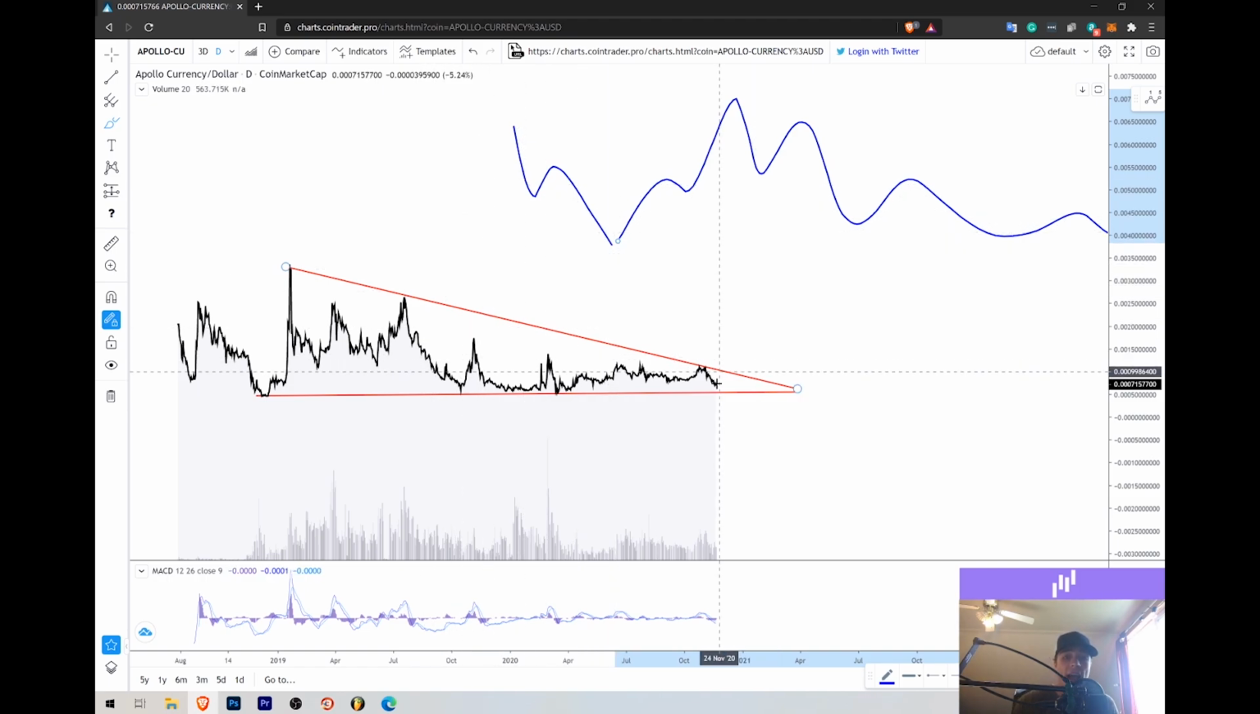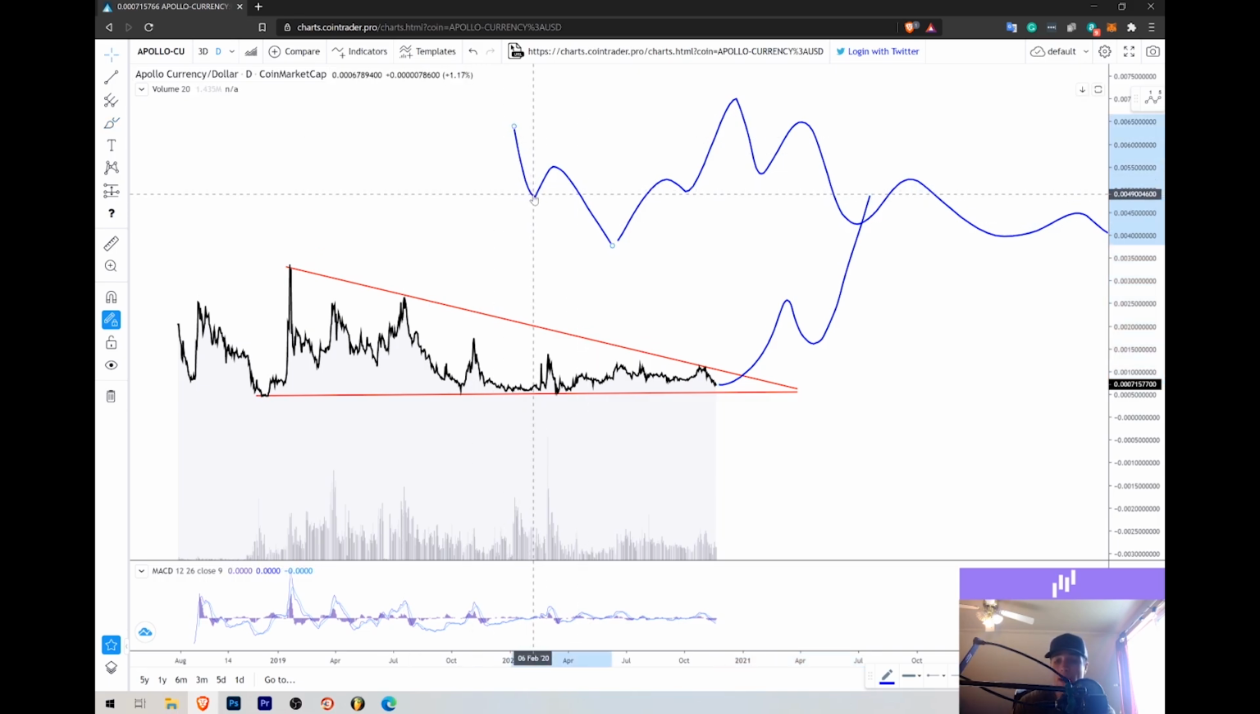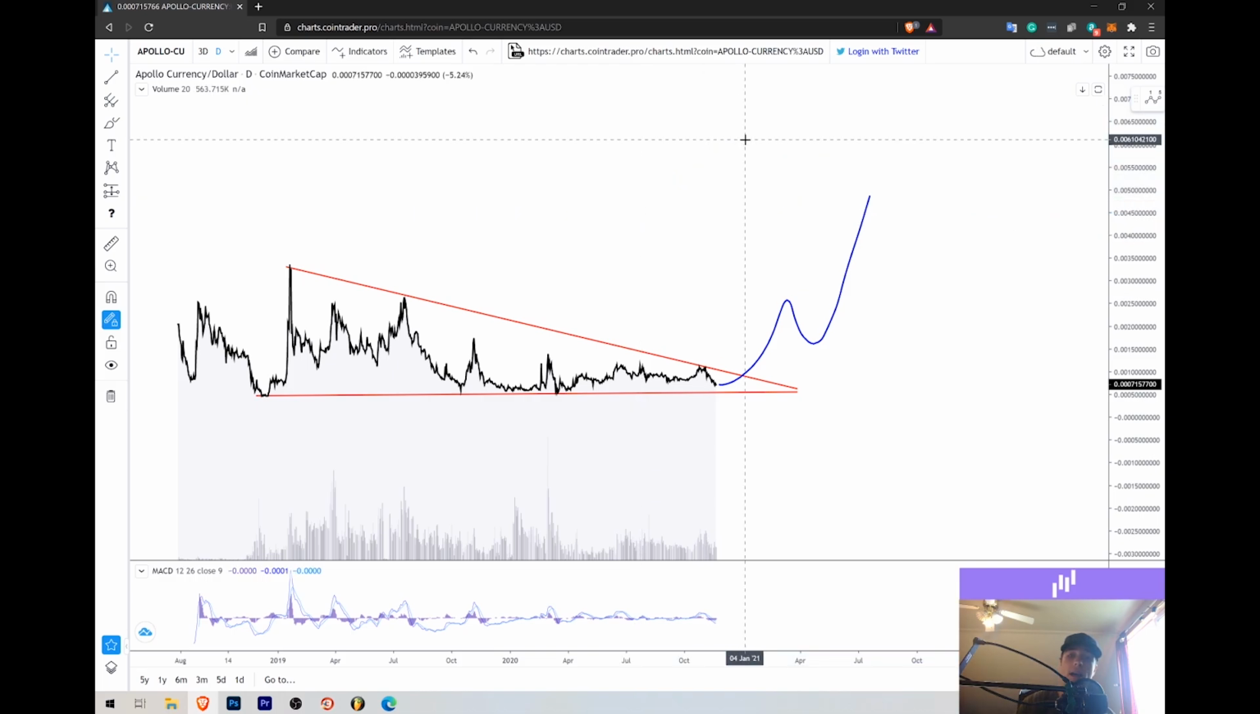Now, what actually happens is you get this breakout of downtrending resistance, and what happens after that is the coins usually just shoot up. Like they literally will just break out of major resistance levels. Oftentimes they will break out to new all-time highs and go into price discovery mode. So that means that there's a lot of potential here with Apollo currency.